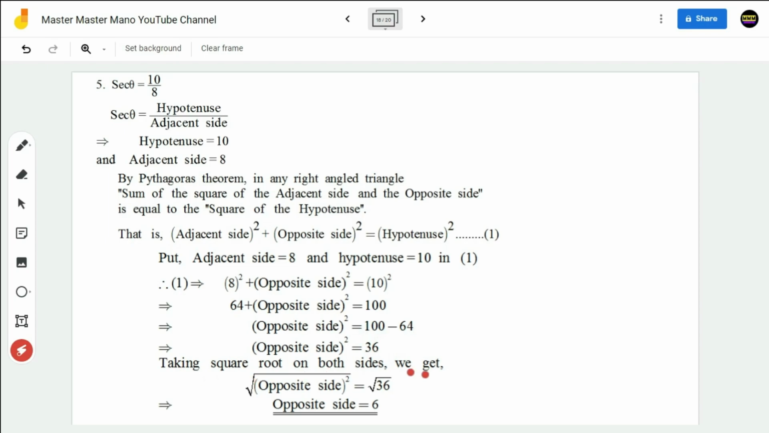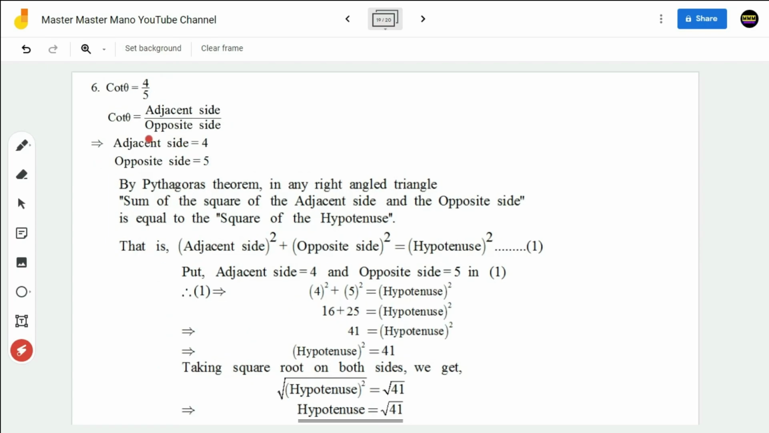Taking square root on both sides of the equation, we get root of opposite side square equal to root of 36. Root of opposite side square comes out as opposite side equal to, and root of 36 comes out as 6. Hence, we have found the length of the opposite side as 6 cm by using Pythagoras theorem.